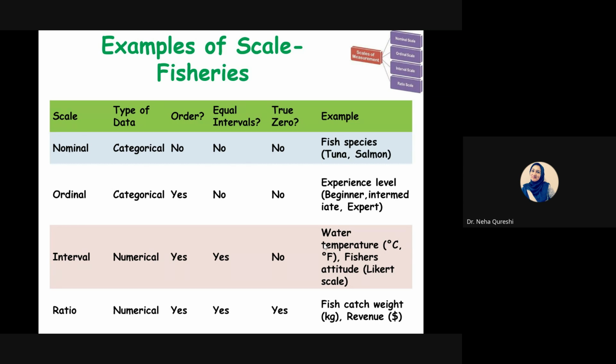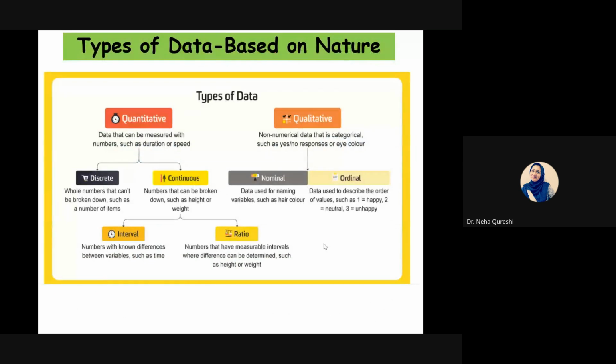Then for the ratio scale, everything is robust. It's numerical. There is order in the data. Then there are equal intervals, as well as a true zero. For example, fish catch. If fish catch is zero, it means the fishers have got nothing in hand. Then revenue generated. All those things are measured on the ratio scale.